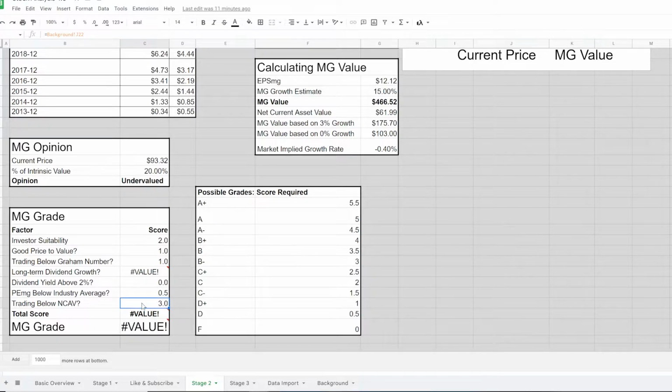And this one is trading below its net current asset value, which is very, no, it isn't. No, it isn't, because net current asset value comes to 62, but the price is 93. I'm not sure why it is showing that. I'll have to check on that, but let's not count that. So we get 2, 3, 4.5 points on the chart. That would give us an A minus.